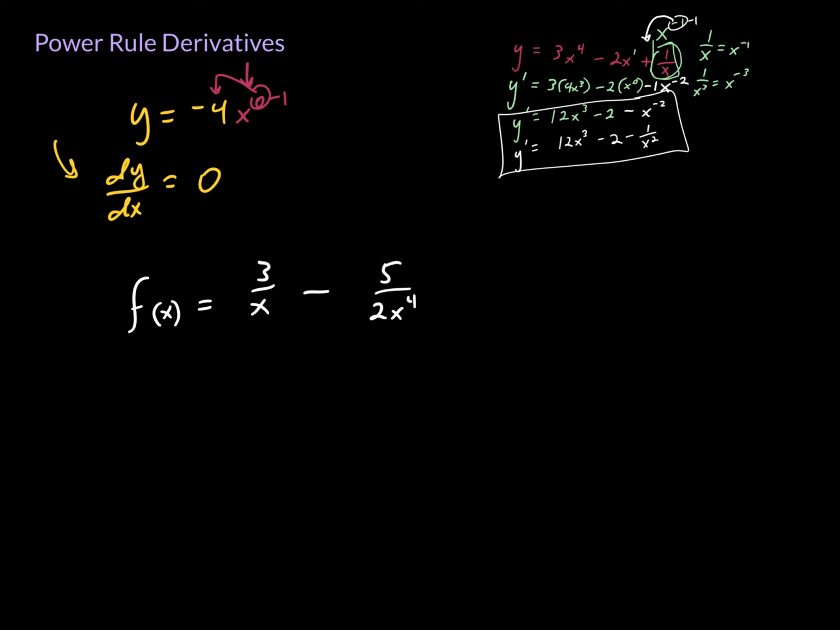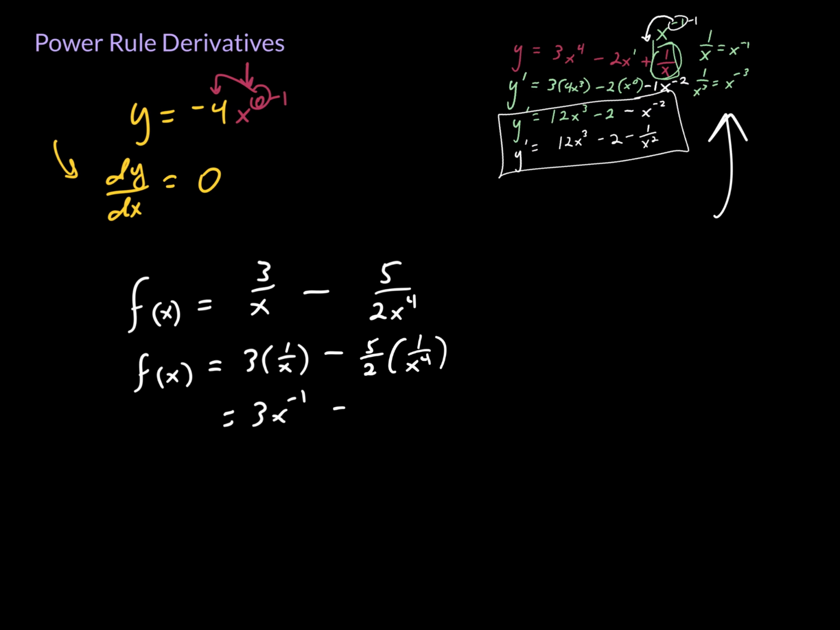Well, before I do that, I can't do it the way I'm looking at it. So I'm going to rewrite it. Before I write f prime of x, which is a different function, I'm still at f of x. I just want to rewrite it to help ourselves use the power rule. If you follow what I said up here, this is really 3 times 1 over x, so that just becomes 3x to the negative 1. And this right here is really just 5 halves times 1 over x to the fourth. So I could rewrite that as 5 halves x to the negative 4.